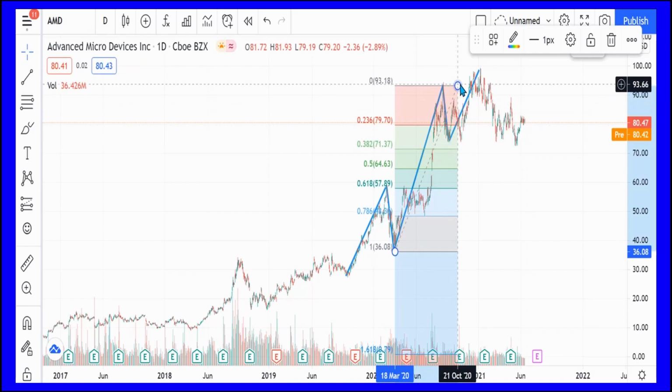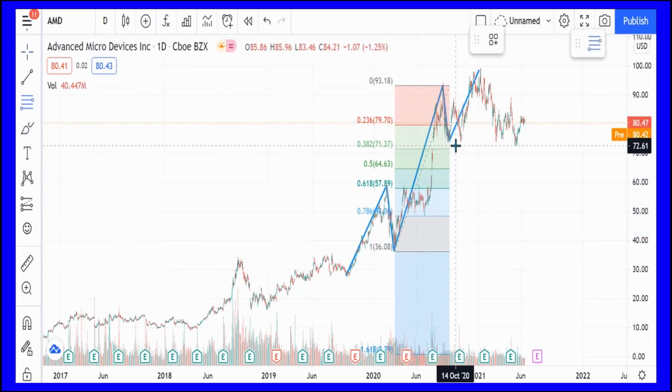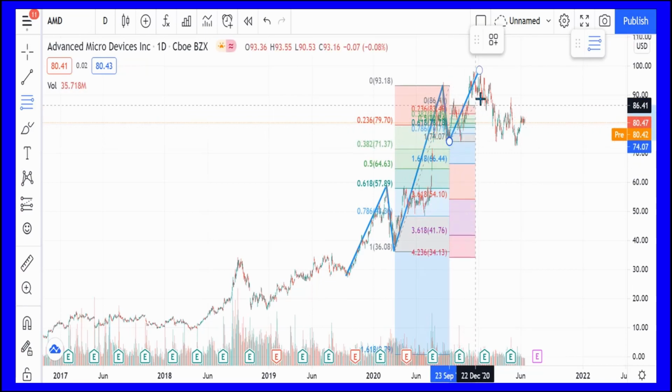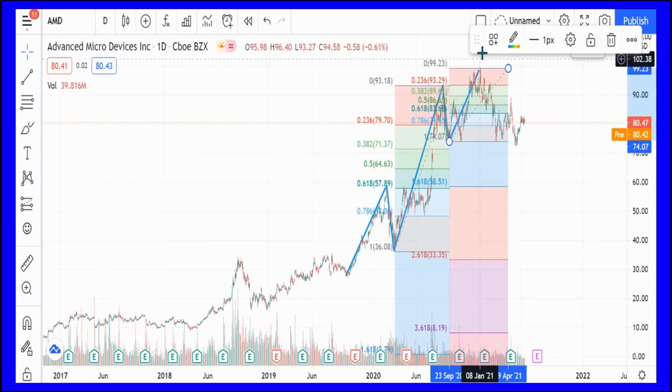But the second retracement, all the way from this low up to the high, you see it went all the way up, then it's down all the way back to zero.